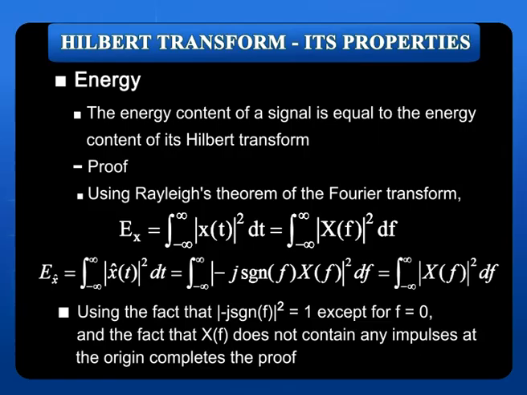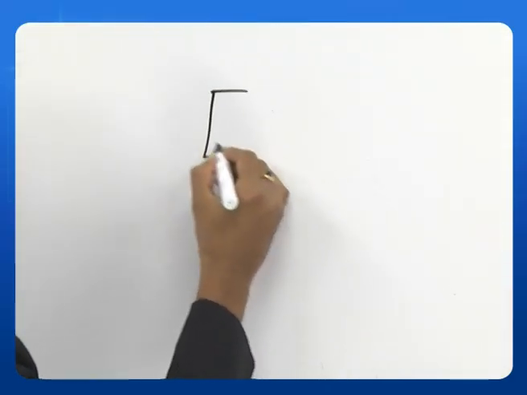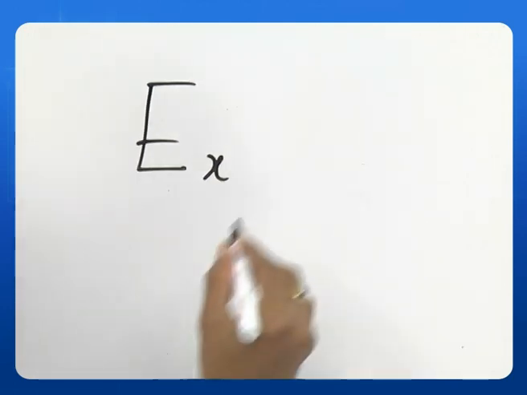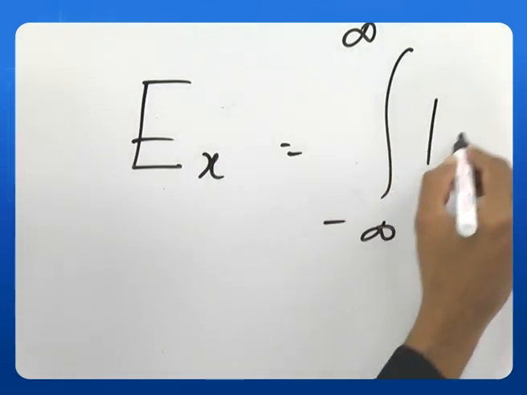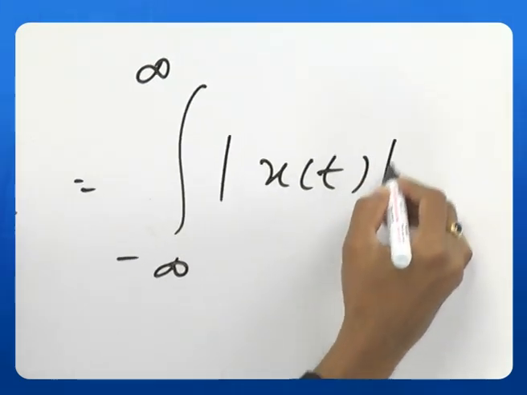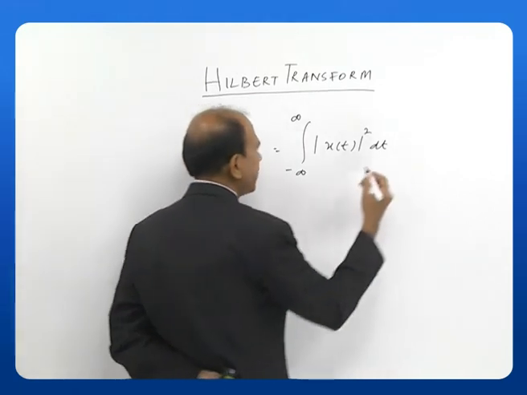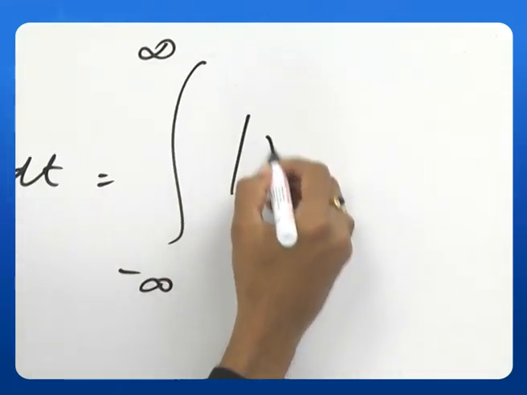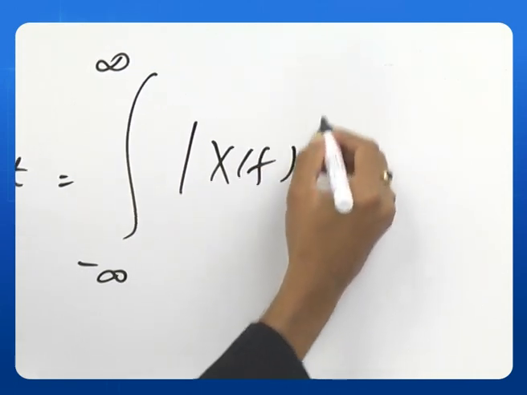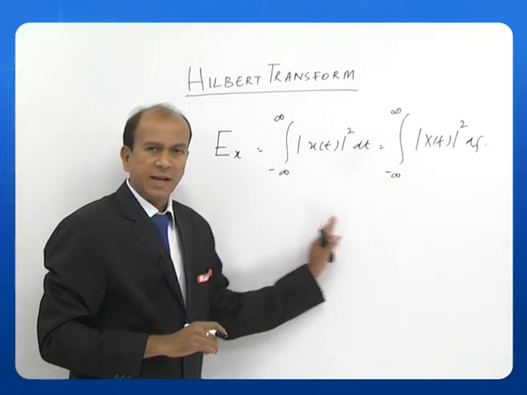Let us see this proof on the board. What is the energy of a signal? Let us say we are calculating the energy of a signal x, that is given by the famous formula integral from minus infinity to plus infinity of x of t whole square dt. As you all know, using Rayleigh's theorem, this is equal to the integral from minus infinity to plus infinity of X of f whole square df. Okay, so this is Rayleigh's theorem.